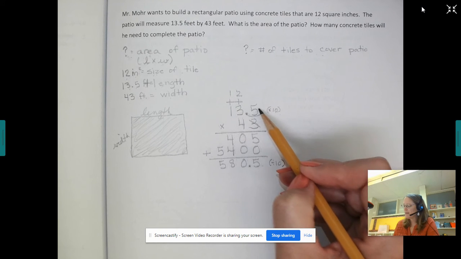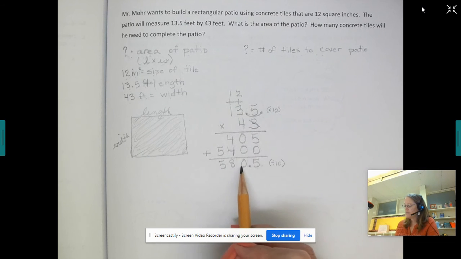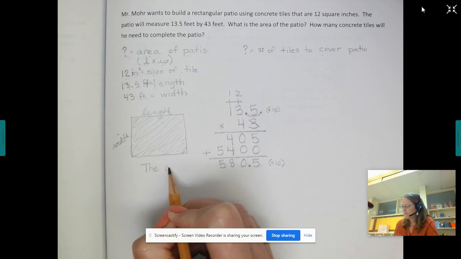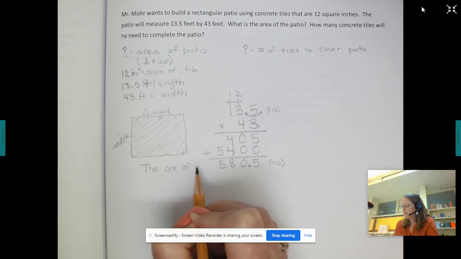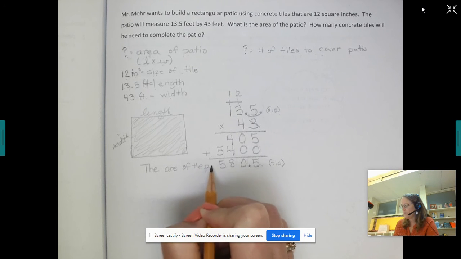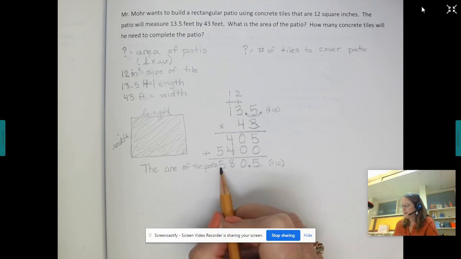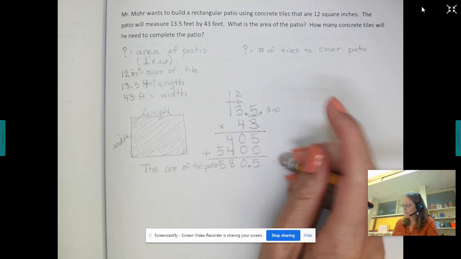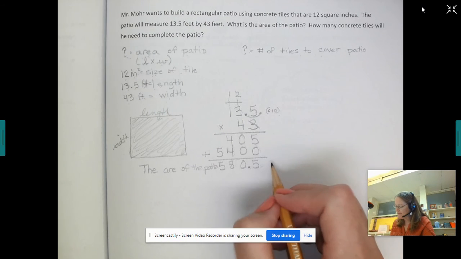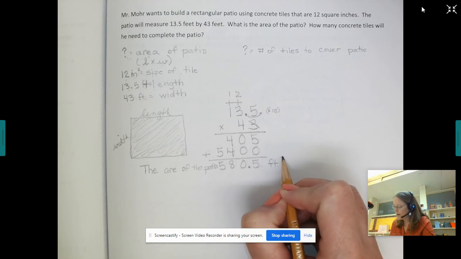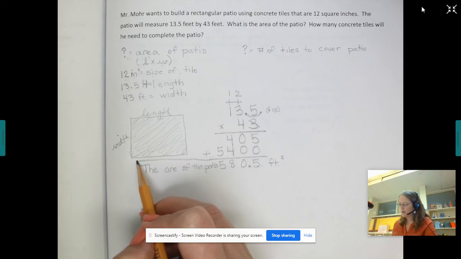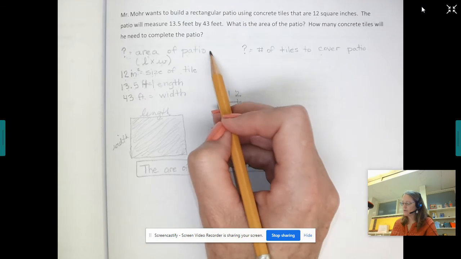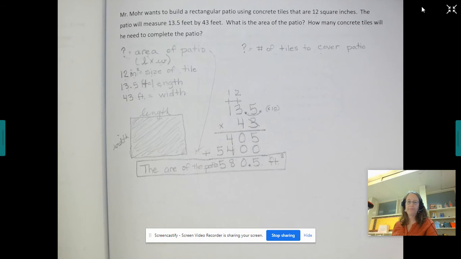So what does this number represent? Well, I multiplied my length times my width, so this must be the area of the patio is 580 and 5/10 feet squared. So that is the area, and that answered the first question.